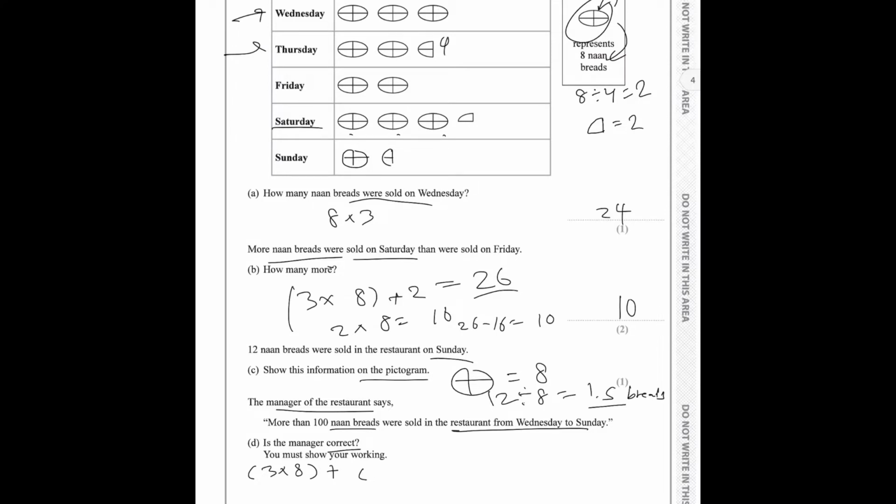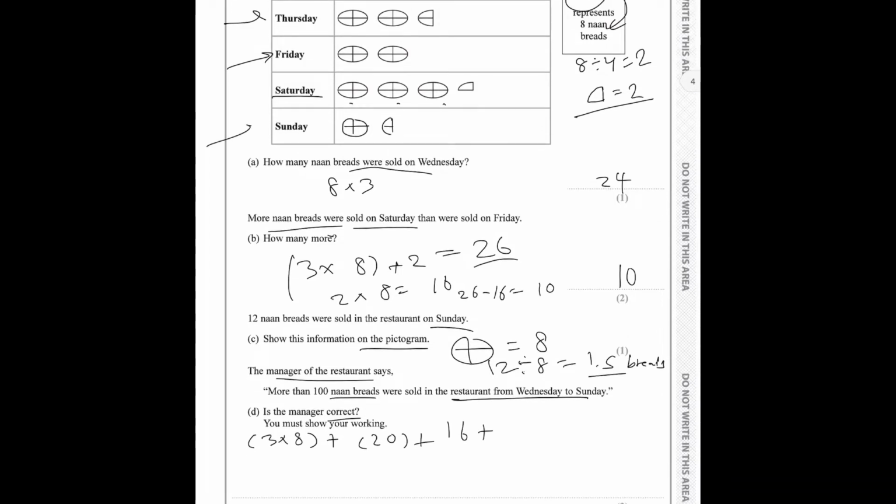That should give you about, no, since this is 4, right? Because it's 2 plus 2, since one piece represents 2. 8 plus 8 plus 4, that should give you 20. Plus on Friday, you have 8 plus 8, that's 16. On Saturday, it's going to be 8 plus 8 plus 8 plus 2, that should be 26. And on Sunday, you have 8 plus 4, that's 12.